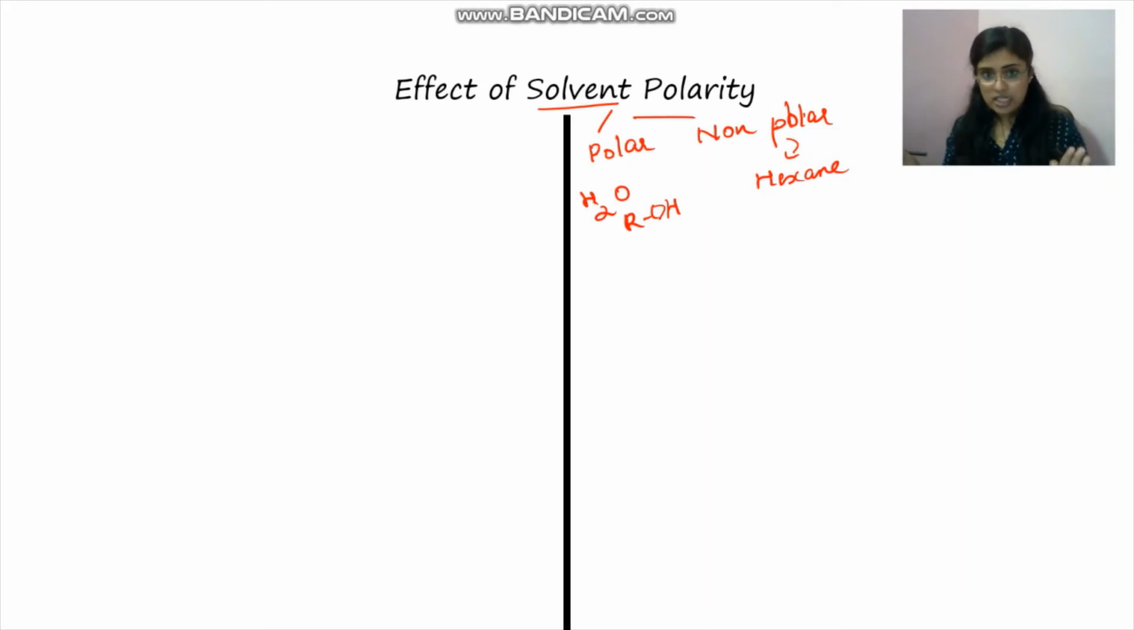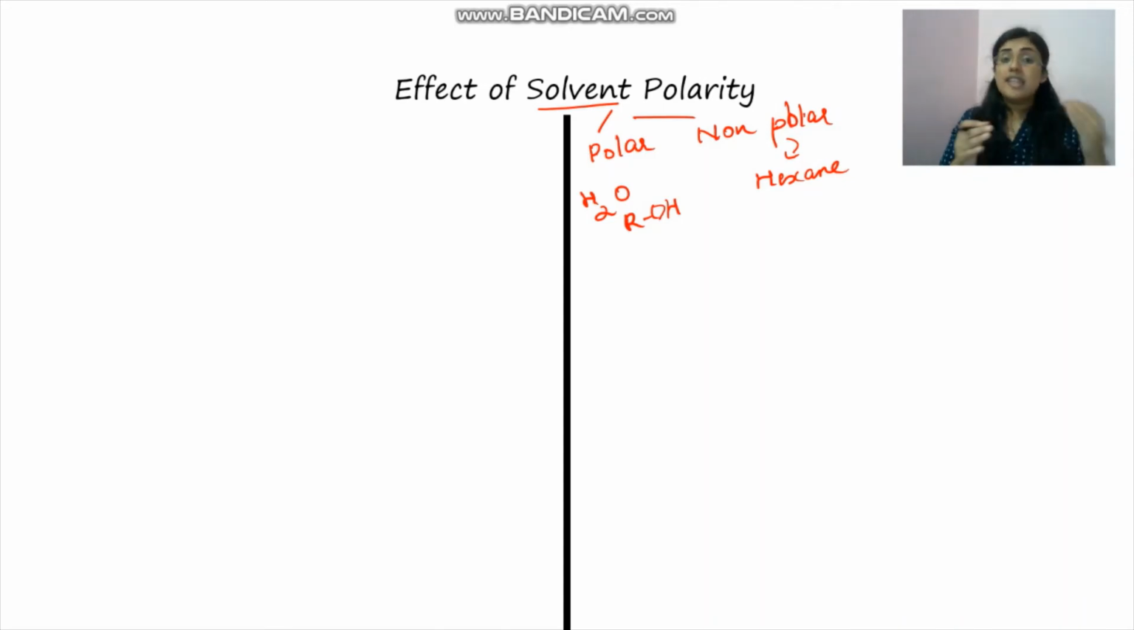Now, what happens to my transitions when I'm having polar solvents? Polar solvents would interact with polar solutes. My solute particles, if they are polar, have the ability to interact with the polar solvents via dipole-dipole interactions or hydrogen bonds or any other dipole-dipole interaction. Forces between them can happen.